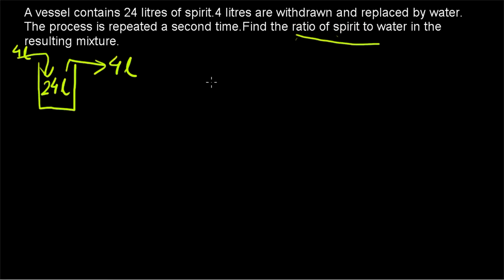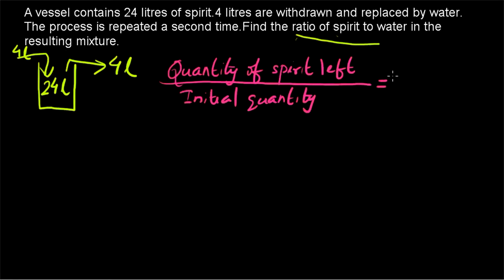The shortcut formula is given as quantity of spirit left to the initial quantity. That is, the quantity of spirit in the final mixture to the initial quantity of the spirit is equal to (x minus y by x) the whole raised to n.